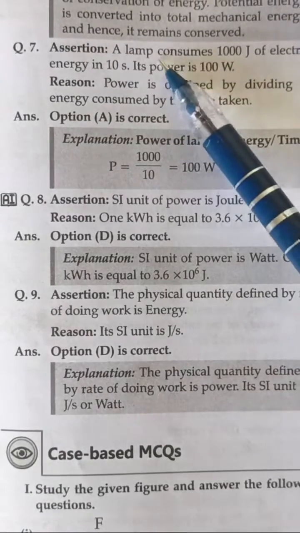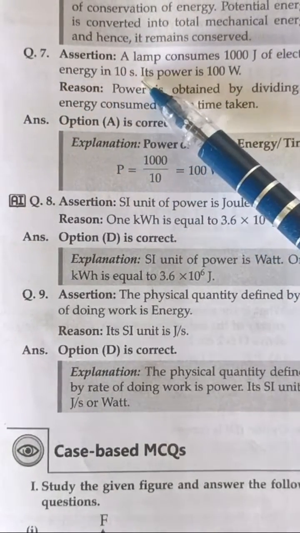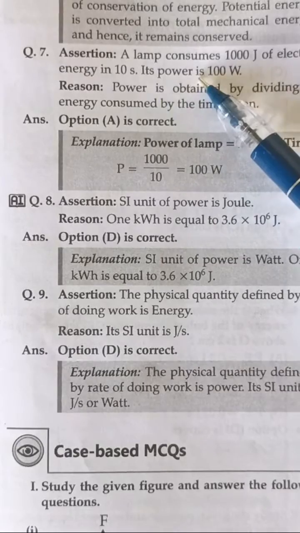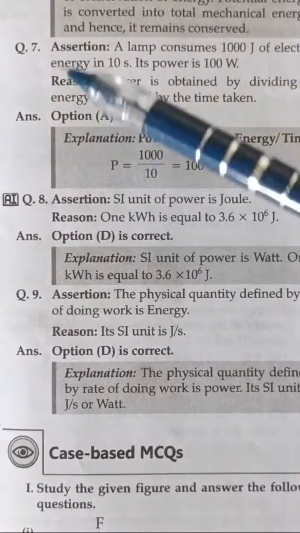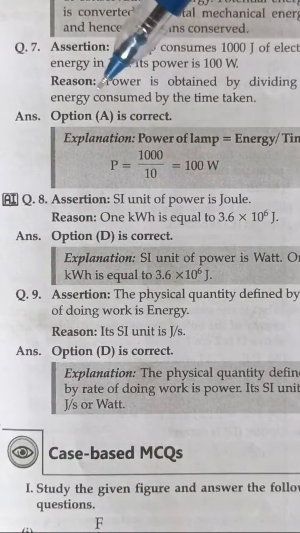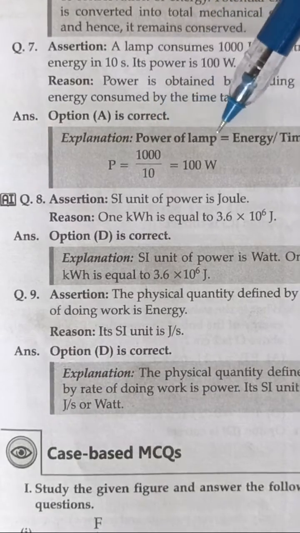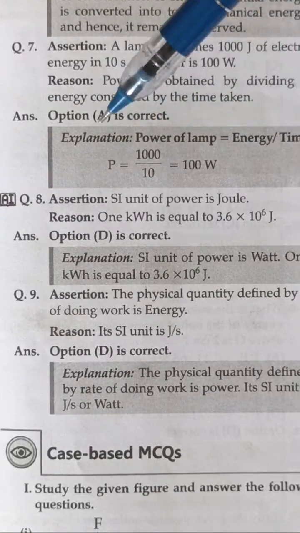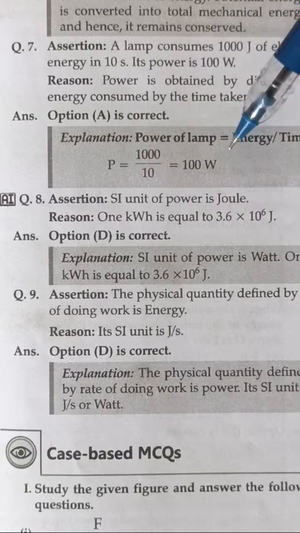Question number 7. A lamp consumes 1000 joules of electricity in 10 seconds. Its power is 100 watt. Power is obtained by dividing the energy consumption by the time taken. Answer A. Explanation: power of lamp equals energy upon time. P equals 1000 upon 10, equals 100 watt.